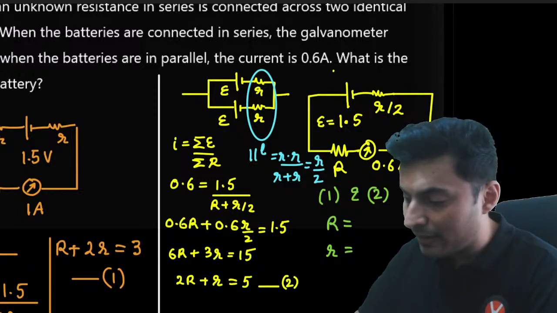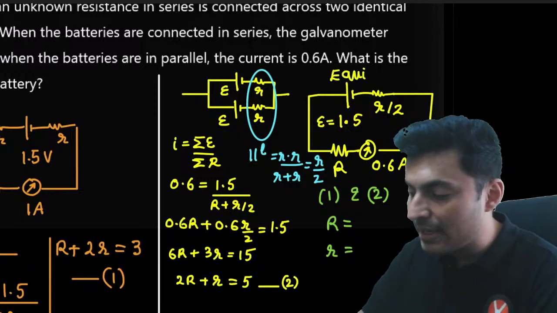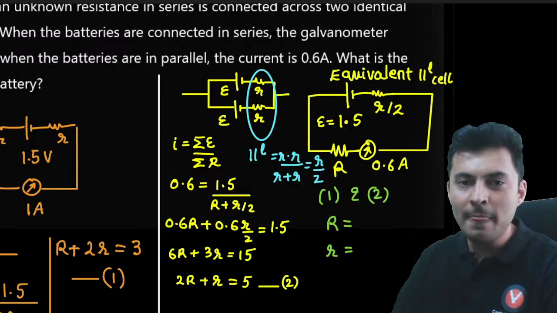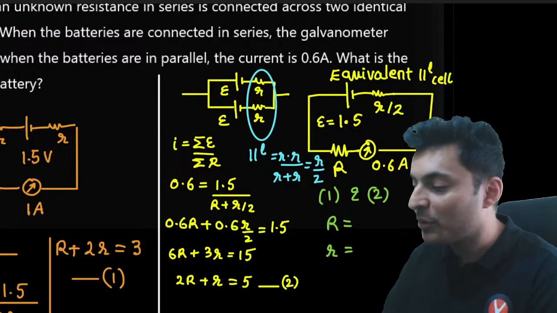equivalent battery. This is not one battery, this is an equivalent parallel cell. Got it now? The saddest part is, it is an MCQ.